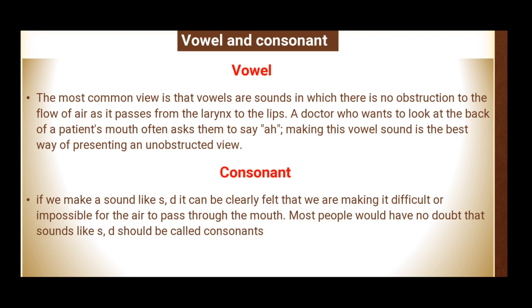Consonant, if we make a sound like s, look at when you produce the sound like s, you are stopping. Sometimes you are stopping completely, and sometimes you are stopping the flow of the air partially to produce the sound like s and d and t. So when you're producing these sounds, you stop the flow of the air somewhere in the mouth. That's why these sounds are called consonant.